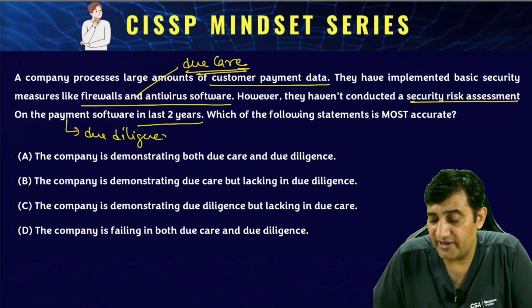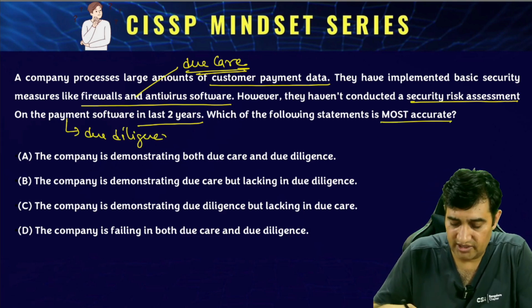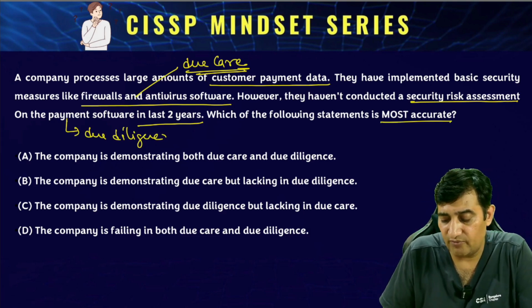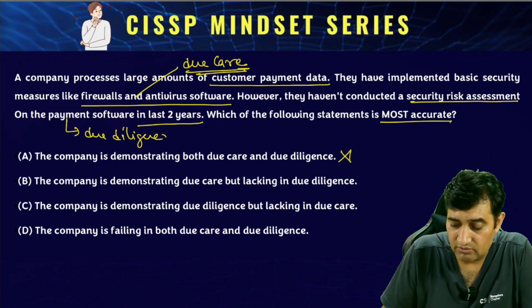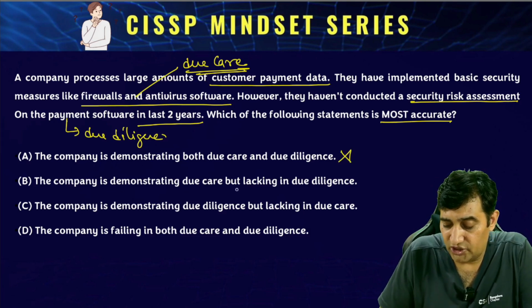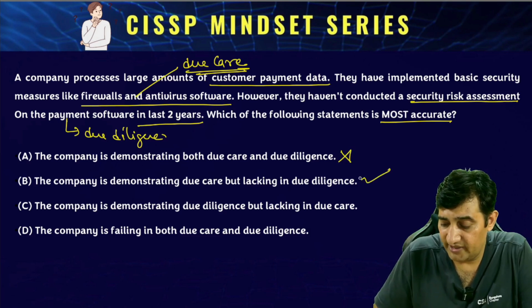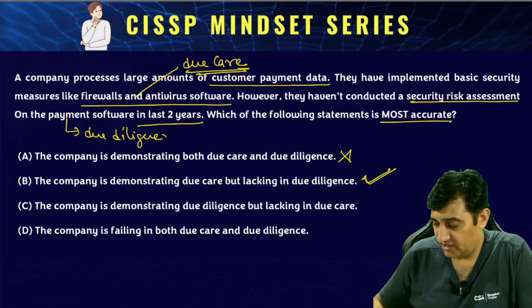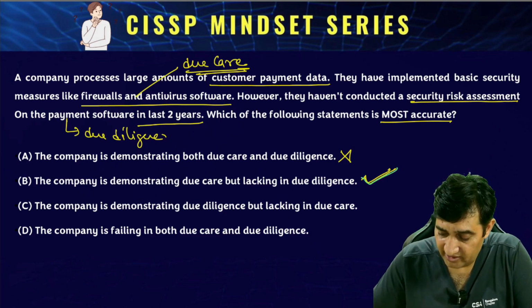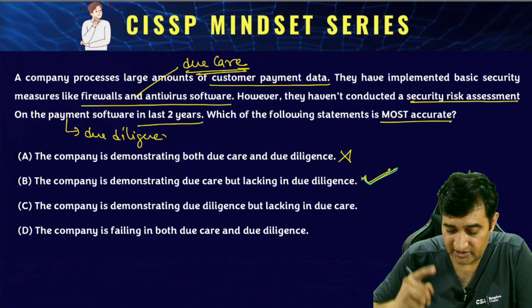Which of the following statements is most accurate? Now you see, they have given: the company is demonstrating both due care and due diligence. No. The company is demonstrating due care but lacking in due diligence, I think, right? Do you guys agree with me? As per whatever we just discussed, it looks like true. Let's go and see.